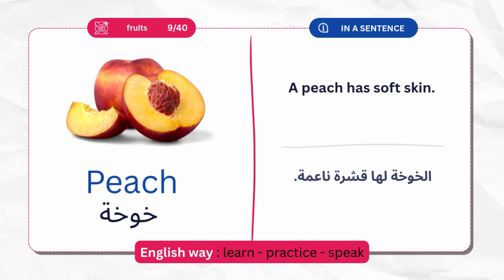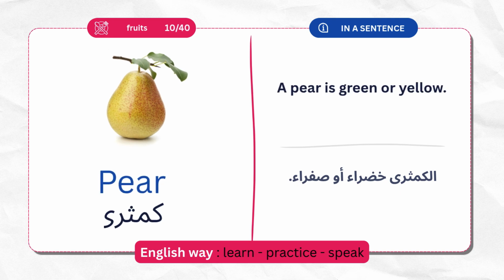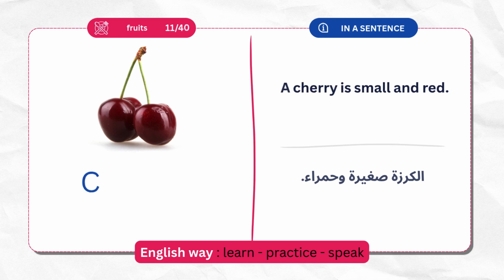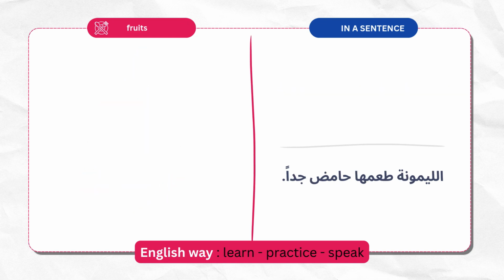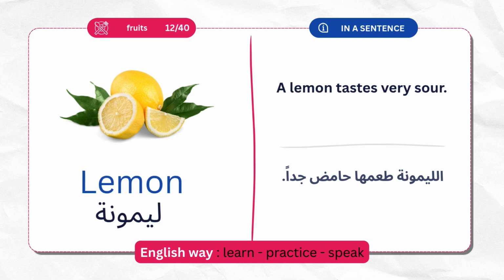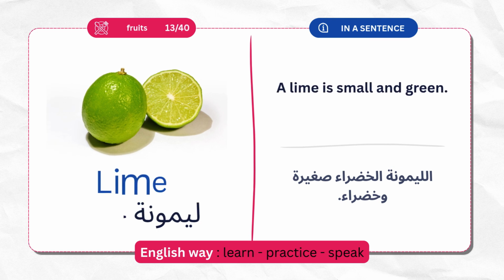Peach. A peach has soft skin. Pear. A pear is green or yellow. Cherry. A cherry is small and red. Lemon. A lemon tastes very sour. Lime. A lime is small and green.